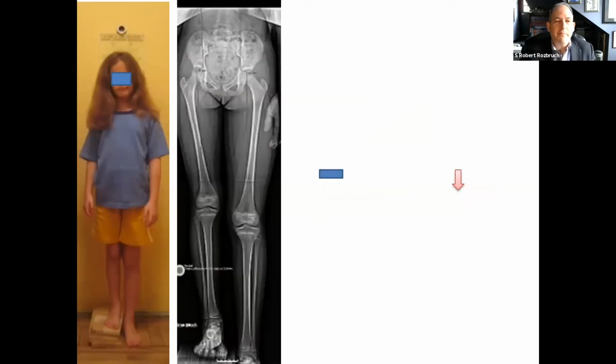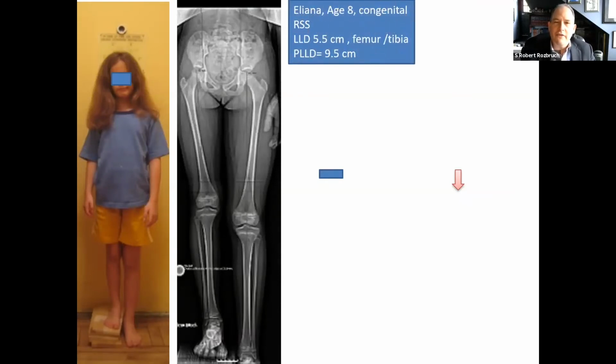Here's another example of a patient named Ileana. Ileana presented to me at the age of 8 with a congenital pattern from RSS. Her current discrepancy was 5.5 centimeters. Her PLLD, predicted leg length discrepancy, was 9.5 centimeters, and it was in the femur and the tibia. And my strategy was, again, to break this up into 2 stages.